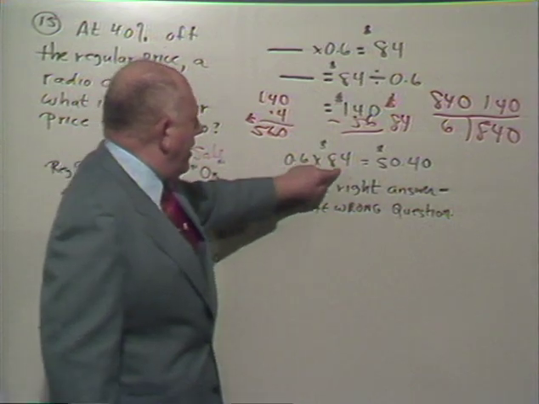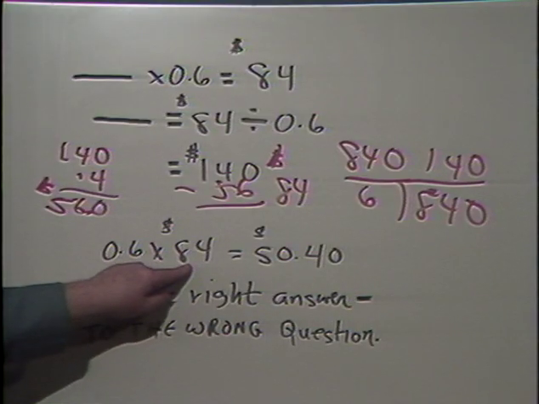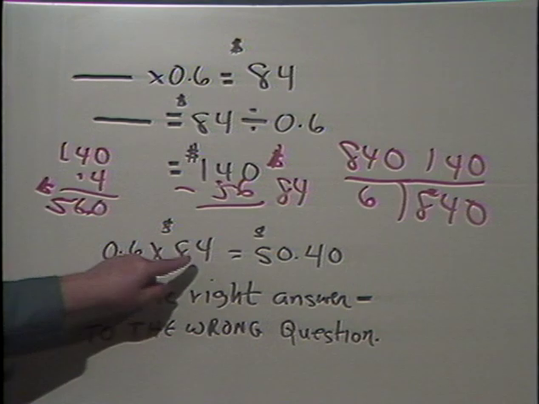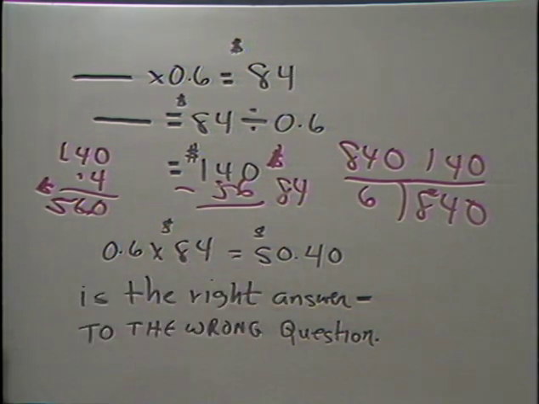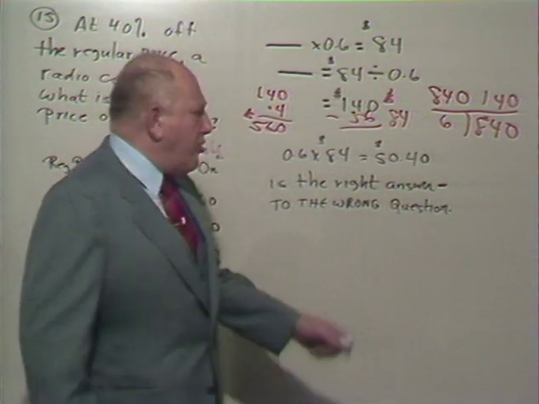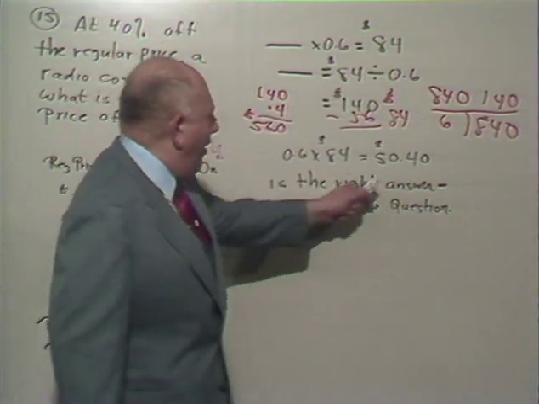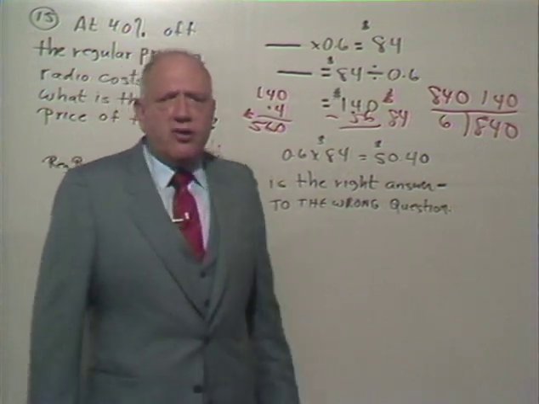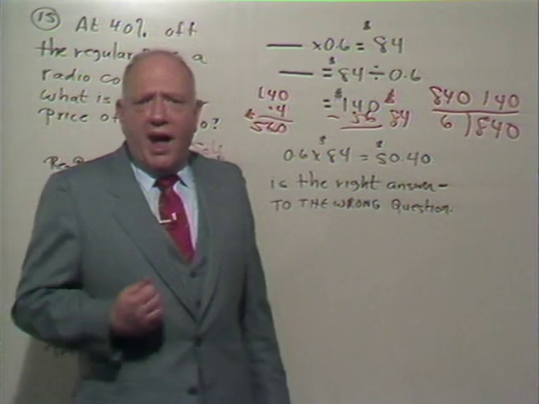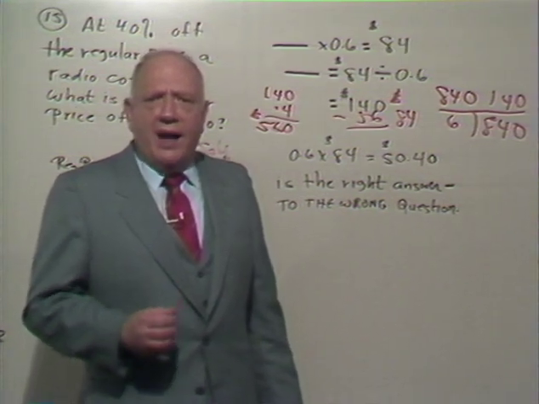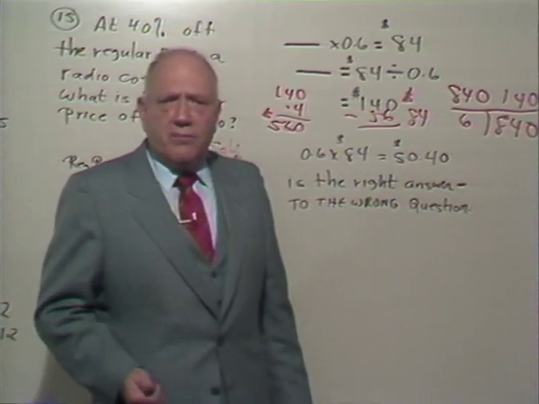See, what you did over here is you put the 84 in the marked price column. What you said was, if the regular price is $84, then on sale, it's going to cost me $50.40. That's great, except that the problem said the sale price is $84. What you have done here is you have found the right answer, but to the wrong question. And boy, let me tell you, in my opinion, one of the biggest problems that we have in the world today is people finding the right answer, but to the wrong problem.